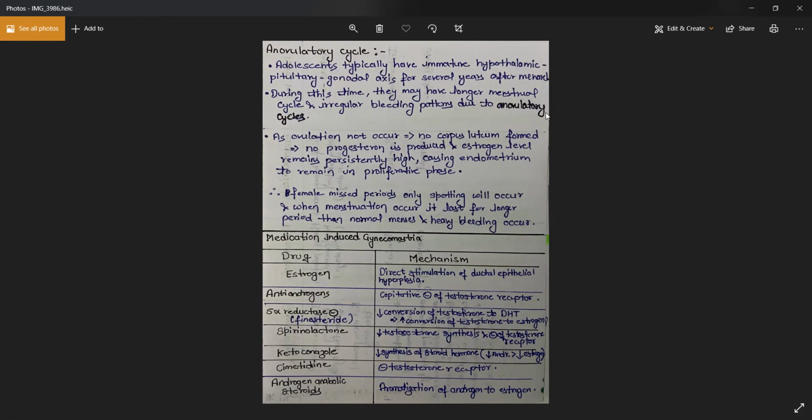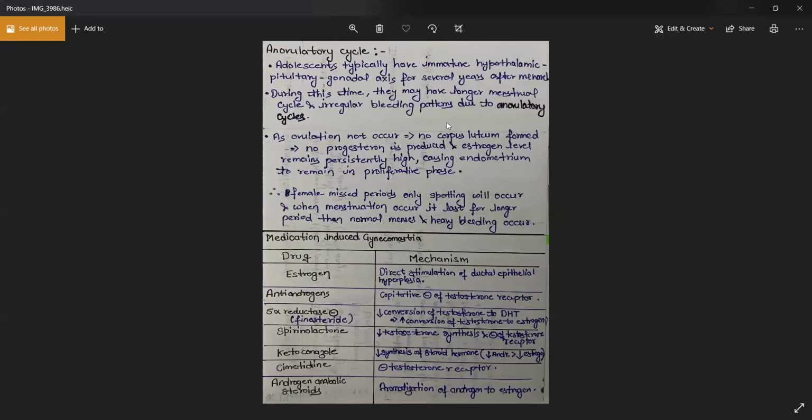Doctor, till what age can we say that anovulatory cycles are accepted in adolescents? 17, 18 years. Up to 18 years, it is totally normal.